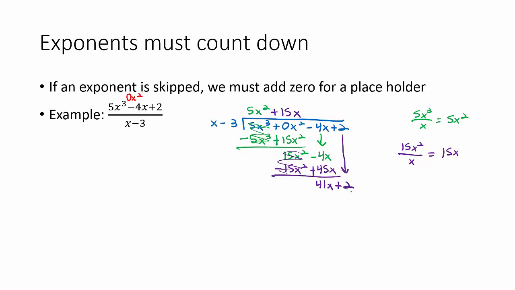Bring down the last term. And now we're ready to finish it off with 41x. Divide out the x, we're left with 41. It's positive, 41. And we multiply out front. 41 times x is 41x. 41 times negative 3 is negative 123. Change the sign on both. So the 41s are gone, and we have 125 left for our remainder.